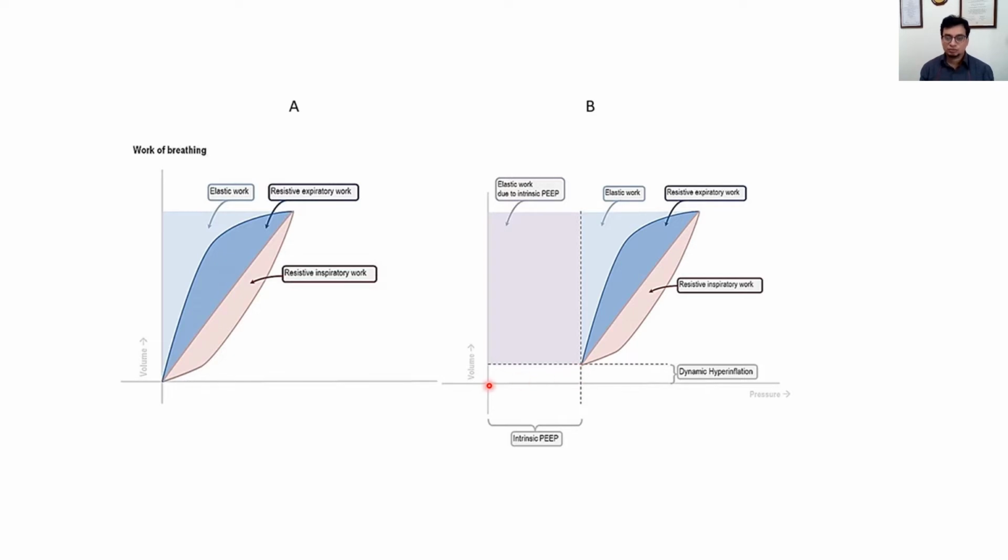So it shifts to the right due to intrinsic PEEP development, and it shifts up due to development of dynamic hyperinflation, or otherwise known as volume trap. And that increases the work of breathing, especially the elastic work of breathing. So PEEP increases the elastic work of breathing.